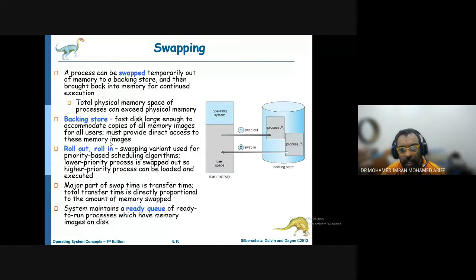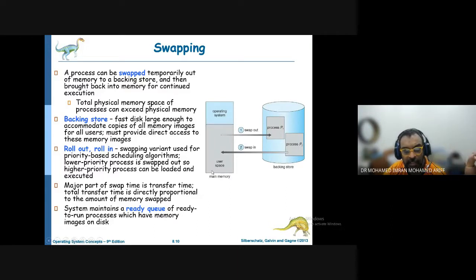Swapping means that if the files which are required are not inside the main memory, then files will be swapped out to the backing store and swapped in with a new process. As you can see, the diagram here does not involve the CPU. It is only between the main memory and the backing store. What is the backing store? The backing store is like your hard disk.